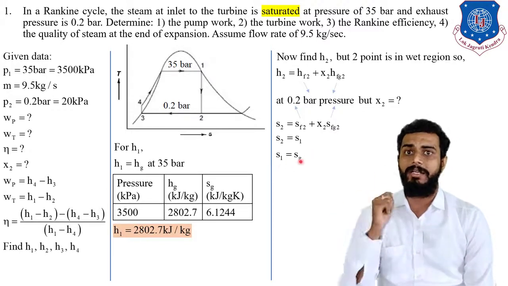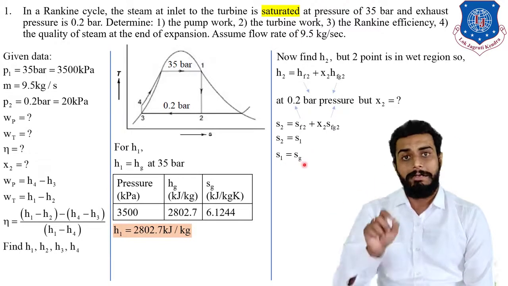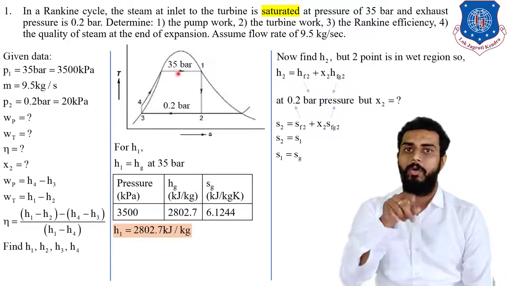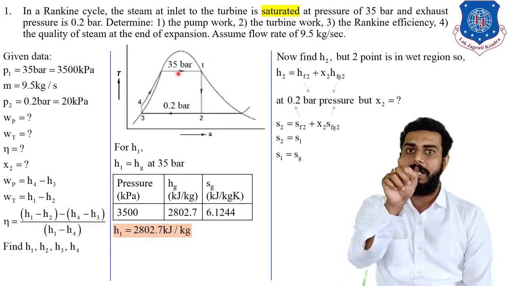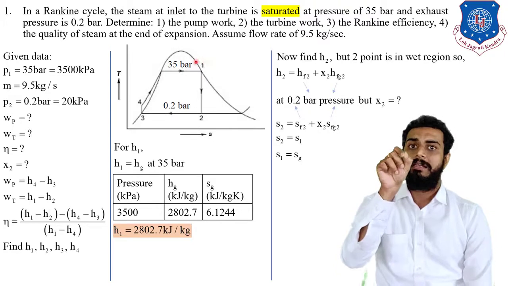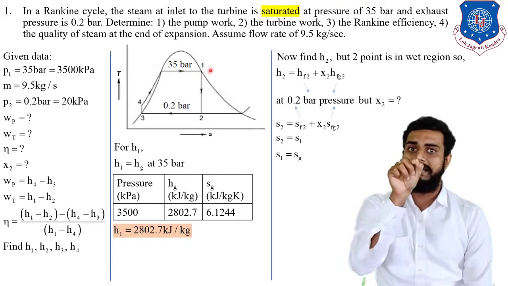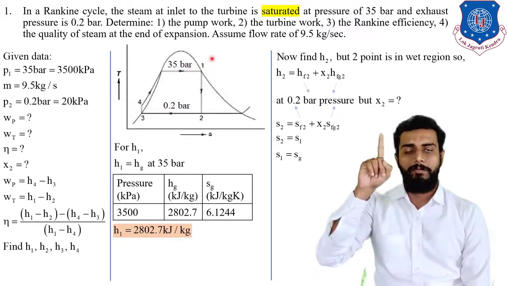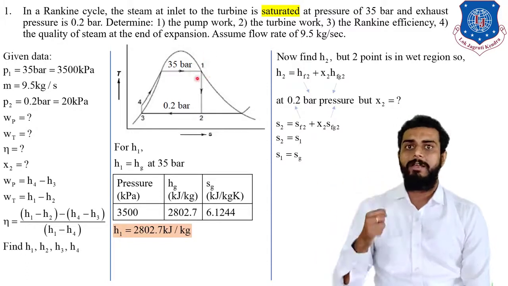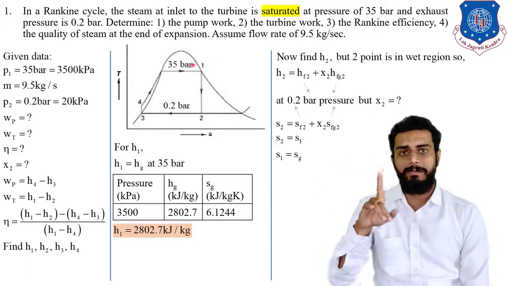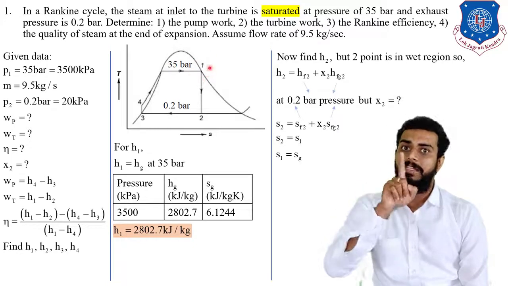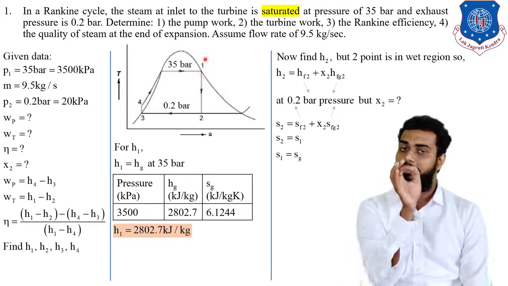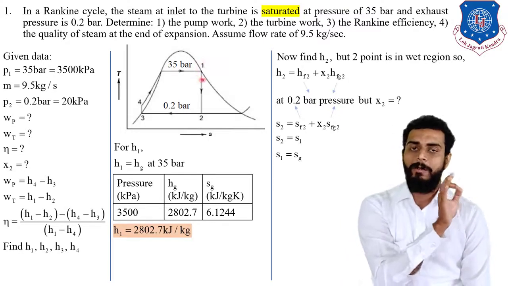But Sg at which pressure? Majority of the students make a mistake at this point, as they take Sg at 0.2 bar. No, wrong. We are supposed to find out Sg, that means dry saturated vapor. Corresponding to that, point number 1 is there, and for point number 1, 35 bar is given. So that means you will find out Sg from the steam table at 35 bar.